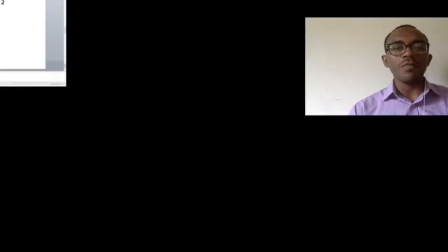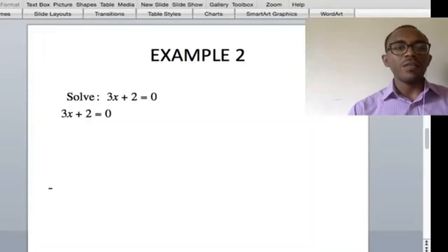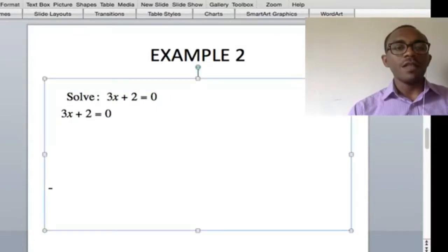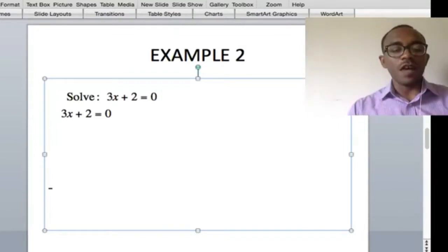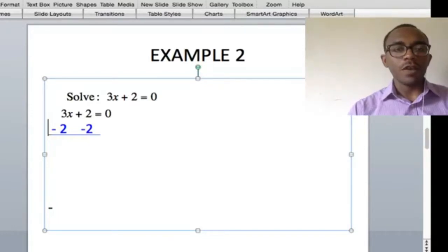So how do we move something from left to right? This is the basic. When you are moving anything from left to right, the first thing to always do is use the reciprocal sign, which means we have 3x plus 2, so we're going to subtract 2 from both sides. Minus 2 on both sides.